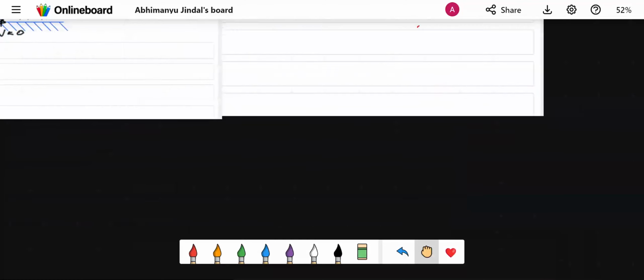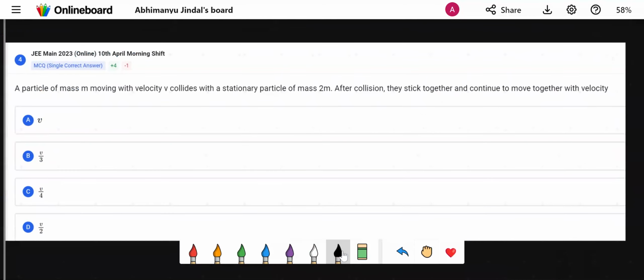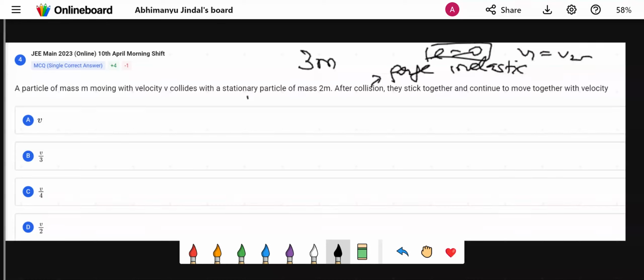Okay, now let's move on to the last question, which is a particle of mass m moving with a velocity v collides with a stationary particle of mass 2m. After collision, they stick together and continue to move together with velocity. Such an easy question. Momentum stays conserved. Just one thing: they stick together. That means the new mass is going to be 3m. This is a perfectly inelastic collision, which means e equals 0 and V1 equals V2 equals V.